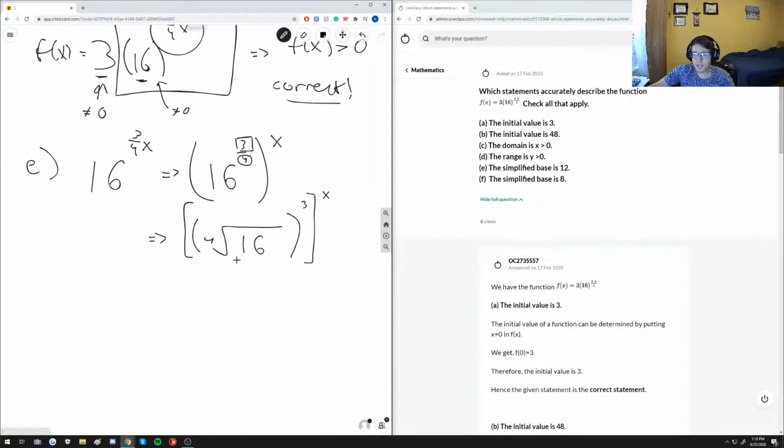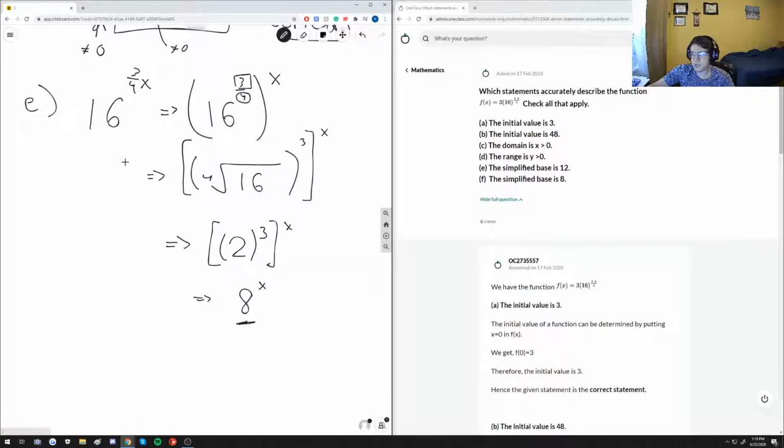And now we have to ask ourselves, what number, when you raise it to the fourth power, gives you 16? Pretty quickly, you can come up with the number 2. So the fourth root of 16 is 2. That would be cubed to the x power. And finally, 2 cubed is 8. So you would get 8 to the x power, meaning that our simplified base right here is 8. So because our simplified base is 8, we say that E is incorrect. And we say that F, where the statement says that our simplified base is 8, is correct.